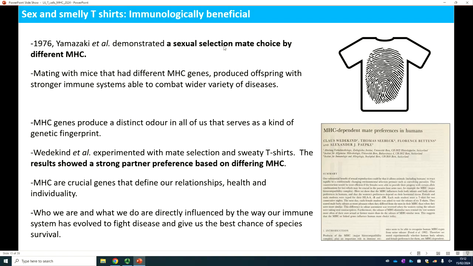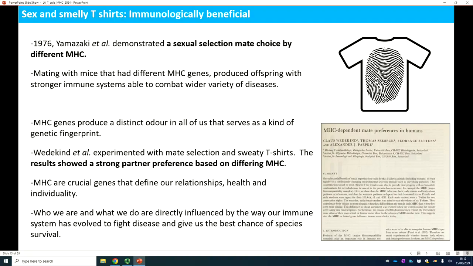Now, these were a set of experiments that were originally done in the 1970s, linking MHC essentially to scent or body odor and sexual preference. In 1976, some researchers showed that you can have sexual selection of mate choice by different MHC, and obviously if mice are mated with different MHC genes, they'll produce offspring that have a much more robust immune system that is able to target a wider variety of diseases.